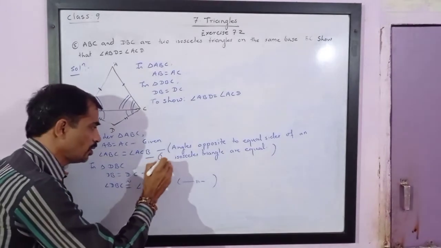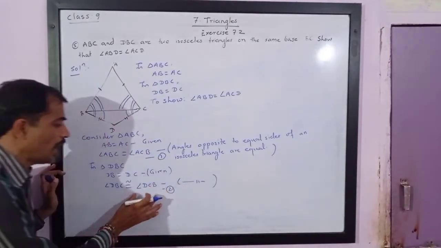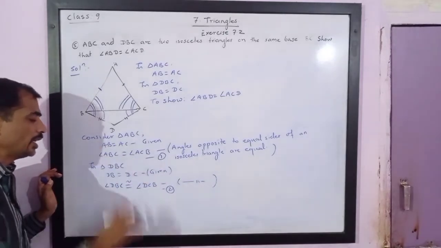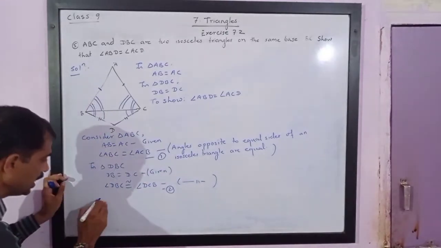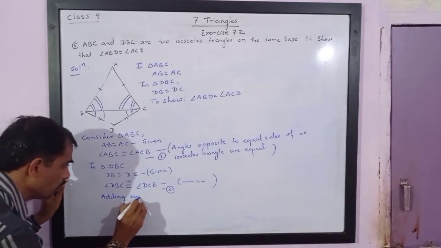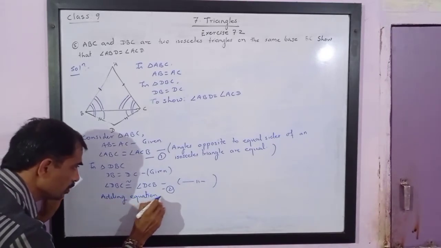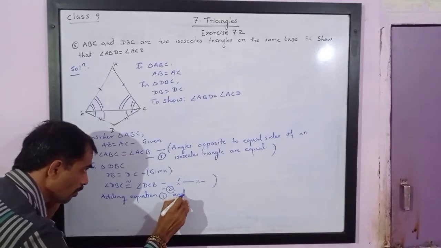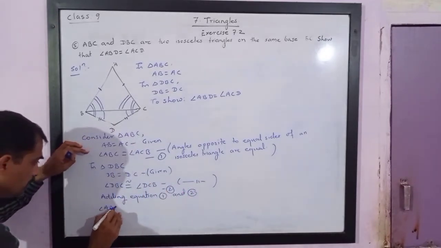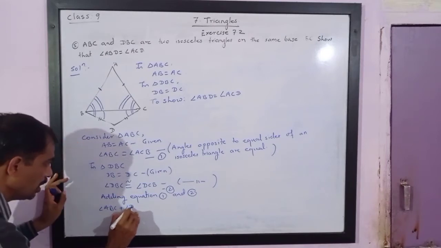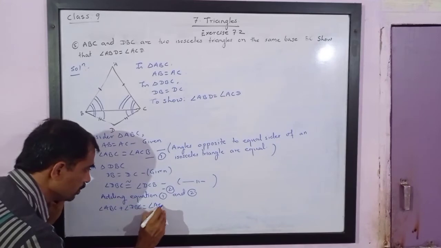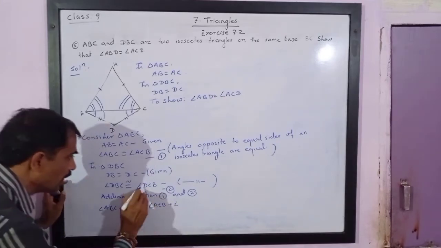Now please note, if you add equal values to both sides of the equation, equality remains equality. So here we will get, adding equation 1 and 2, angle ABC plus angle DBC is equal to angle ACB plus angle DCB.